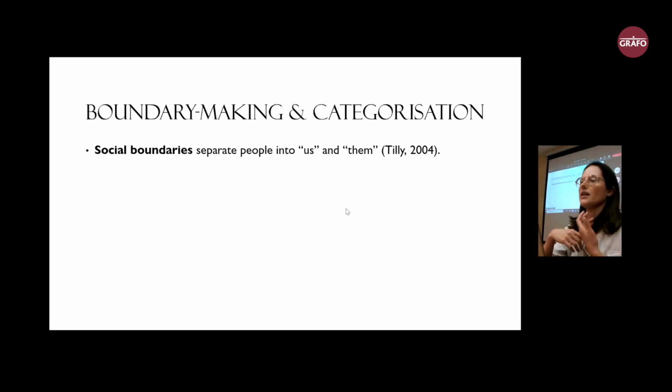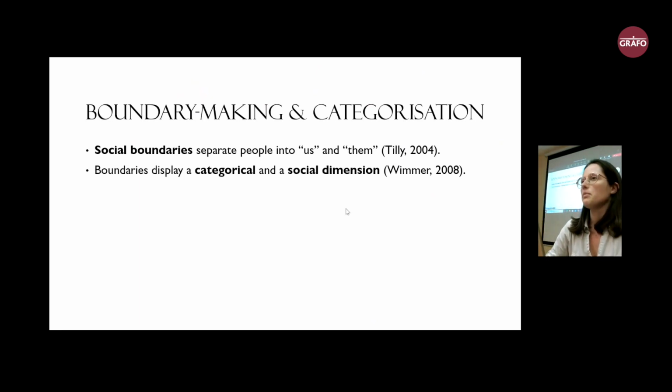But first, I'm going to talk a little bit about some theory on social boundaries and categorization. So social boundaries, as I mentioned before, separate people into us and them. They separate people into groups, defining who belongs, who doesn't belong, who's an insider and who's an outsider. Boundaries also display two dimensions. The first one is a categorical dimension that refers to the acts of social classification, again, dictating who is part of us, who is part of them. And then the social or behavioral dimension is the relational dimension that tells us how we are supposed to interact with people who are part of the us and who are part of the them.